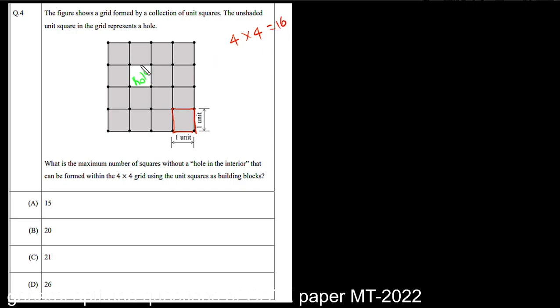But now we have cut out one square here, and we have made it a hole. So we can subtract 1 from here. So we can say this 1 cross 1 unit.